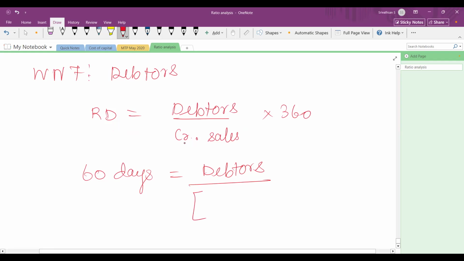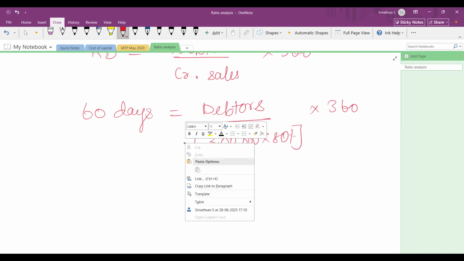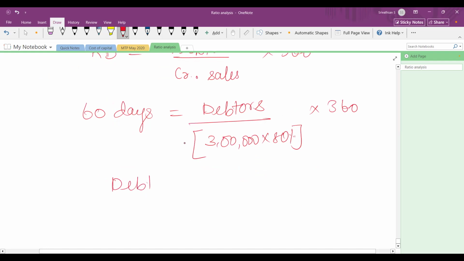3 lakh. Out of the 3 lakh, 80% is credit sales. So it is 3 lakh into 80%, which is 2 lakh 40,000 into 360. So debtors is equal to 2 lakh 40,000 by 60. How much do we get? 6 4s are 24. So 40,000. Clear? And the remaining balancing 60,000 is cash.